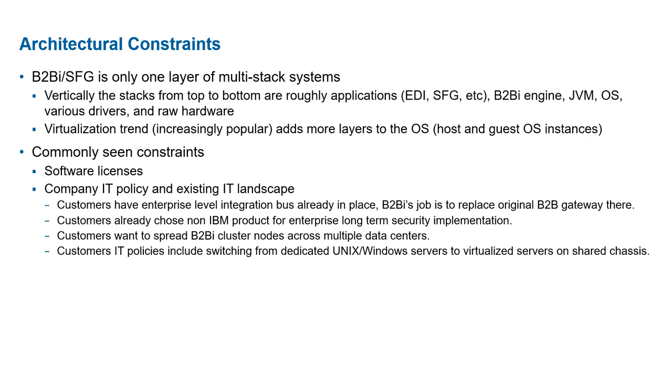So the commonly seen constraints: the number one is the software licenses, and the cost of it, the procurement cycle, all that. The number two is companies' IT policies and existing IT landscape. Customers may have an enterprise integration bus already in place, and B2BI is just replacing the original B2B gateway. Or maybe they have chosen non-IBM products for enterprise level security implementation. So these are some of the constraints that might hinder the overall integration project.